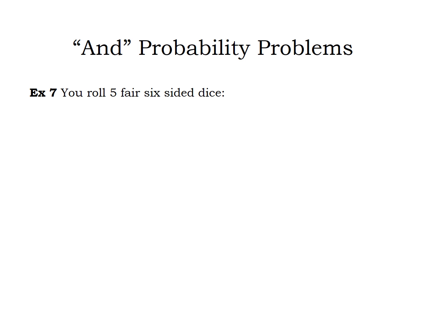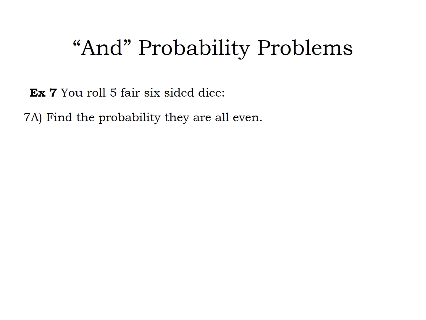So now let's look at an example where we actually need to use the multiplication rule. So we're going to roll 5 fair 6-sided dice. Now, if we tried to keep track of all the possible outcomes with these 5 dice, that would be 6 to the 5th power. That's a humongous number. So we can't just count up all the options and see how many of them give us what we want here. We're going to have to use the AND rule, the multiplication rule.